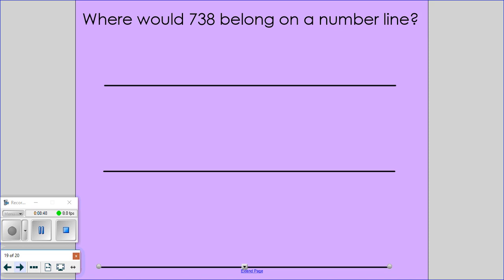Ooh, really big one. 738. Alright, the first one. We're going to go a little bigger today. I want your first number line, your endpoints to be 700 to 800. And I want your second number line to be 0 to 1,000. I know, really, really big. Find your middle number first, and then put your number on it.